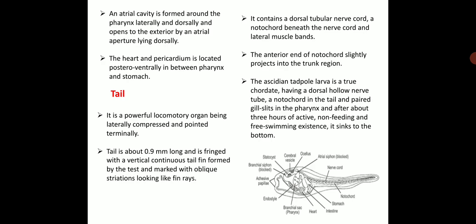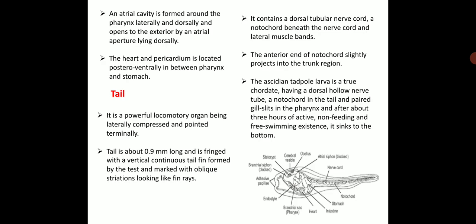The ascidian tadpole larva is a true chordate having a dorsal hollow nerve tube, a notochord in the tail and paired gill slits in the pharynx. After about 3 hours of active, non-feeding, free-living existence, it sinks to the bottom.